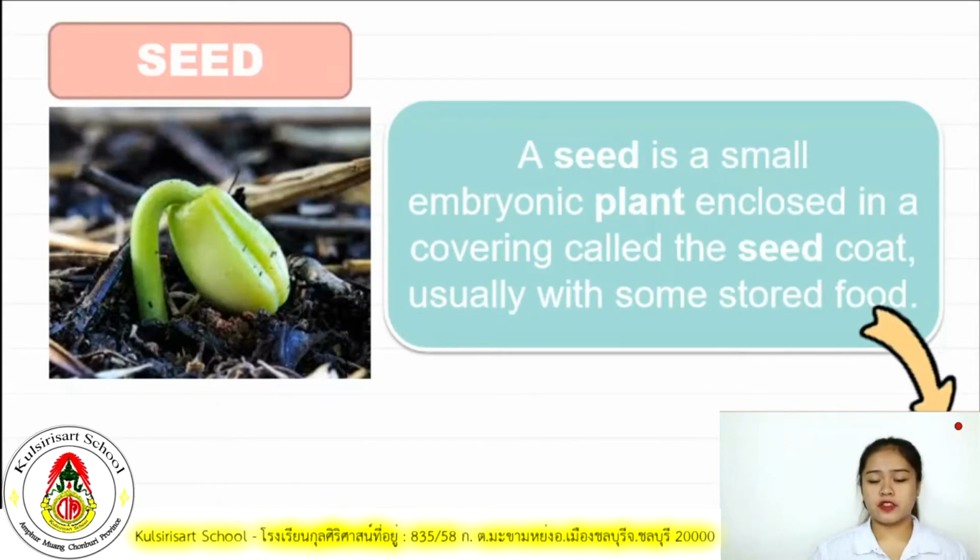Okay, let's first talk about the seed. Are you familiar with what a seed is? This picture shows what a seed is. A seed is a small embryonic plant enclosed in a covering called the seed coat, usually with some stored food. So that is the definition of the seed.